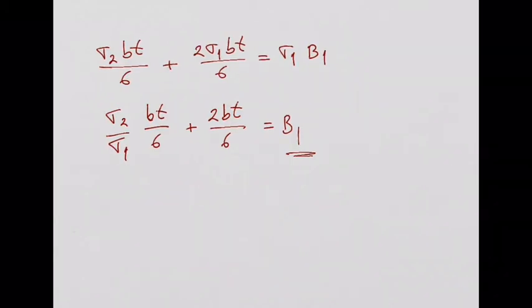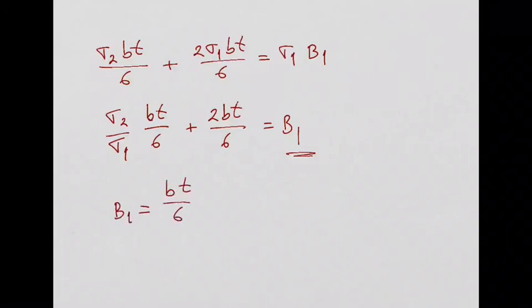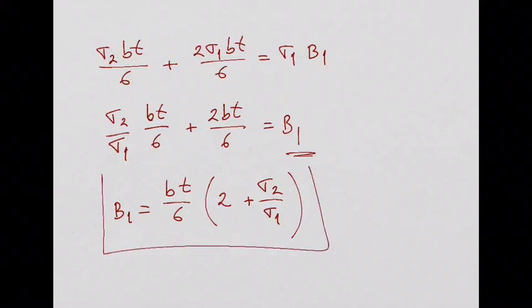I can now say B1 is going to be equal to Bt over 6, and now I will have here 2 plus sigma 2 over sigma 1. And this is the final expression. Let me just confirm. Yes, correct.